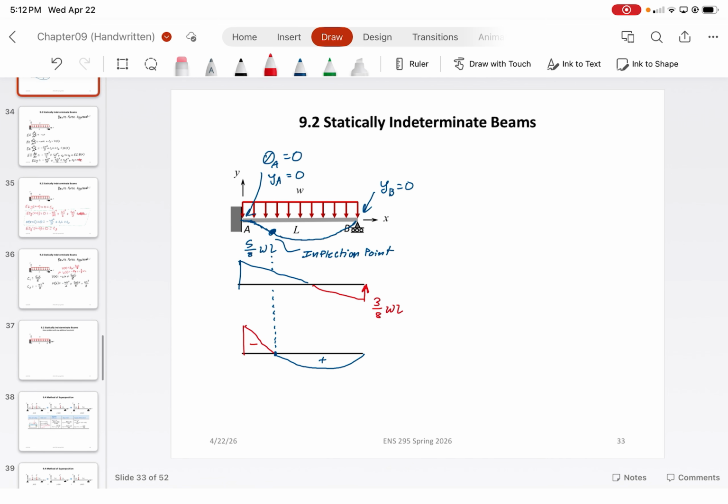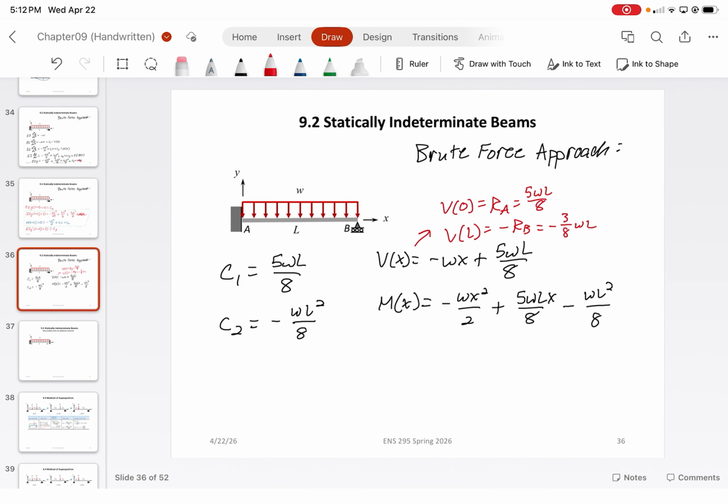So I know it could be a little confusing. It doesn't mean that the reaction force is vertically downwards. It just indicates that the shear at that point is negative, and so there has to be a force pushing upwards to cancel it out.